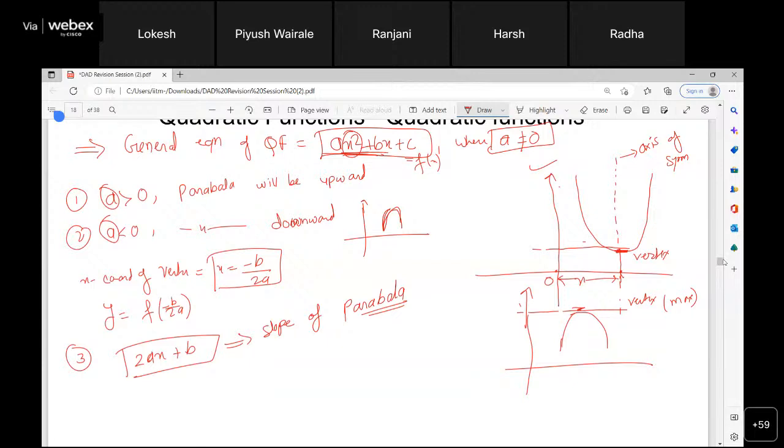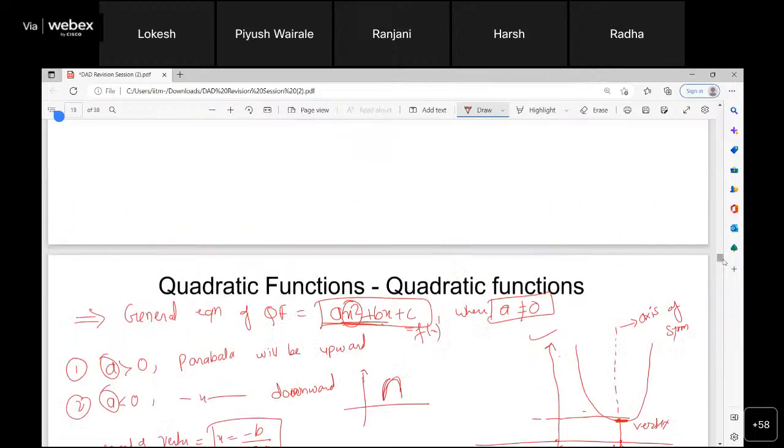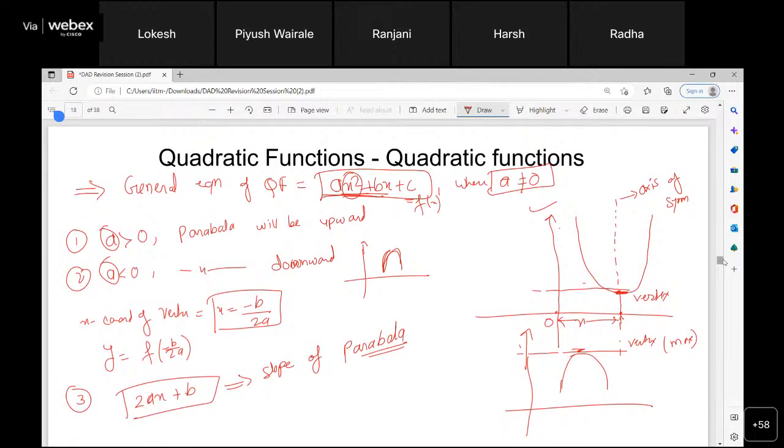I will take one question based on this. Can the parabola be like the letter C, where the axis is parallel to the x-axis? Yes, this is also possible. But in that case, our equation will interchange, so it will be x equals ay square plus by plus c.